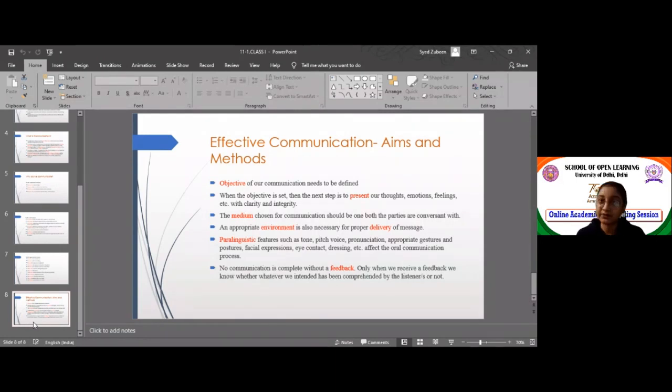Then paralinguistic features. Don't worry if you do not understand what I mean by paralinguistic features. They will be discussed in the forthcoming classes. But right now, for you to understand, it is the idea of how we are using our tone, our pitch, our gestures, our facial expressions to communicate. Sometimes your friend is sitting far away from you in the class, and you just need to have a look at him to understand whether he's enjoying or suffering, whether he's sad or angry.